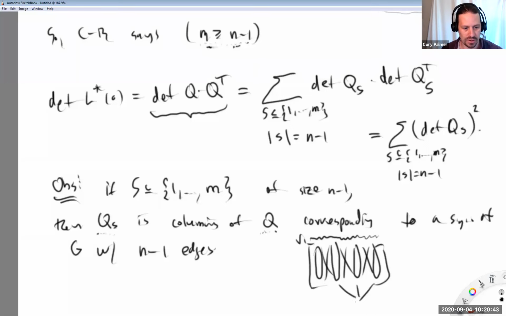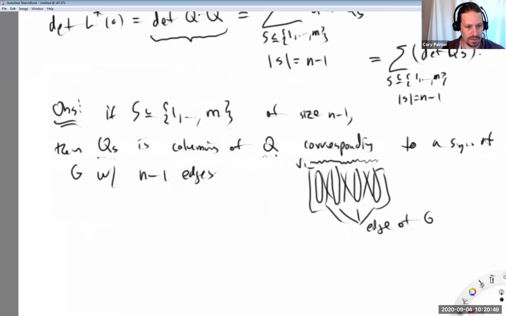Okay, so each of these columns is an edge of G, actually. And how many of them are there? Well, remember, we took n minus 1 columns, right? So there's n minus 1 edges. So the columns of Q_S correspond to n minus 1 edges in G. If I just say, here's n minus 1 edges of G, then they span a subgraph of G, right? You just take the endpoints of them together. Those edges are a subgraph in one way or another.